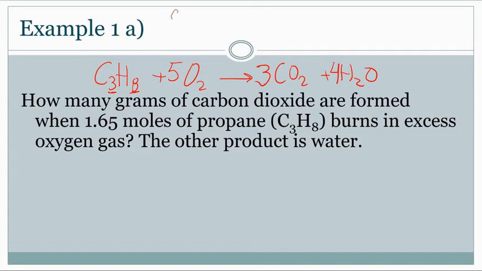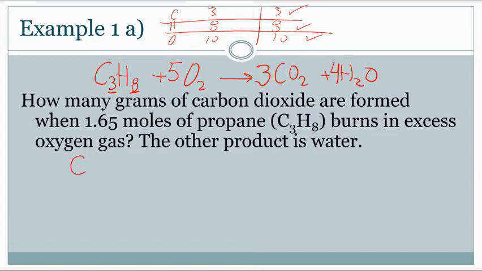So I can just do a real quick check of my carbons, hydrogens, and oxygens on both sides. My carbons, I have 3 on this side, 3 on the product side. My hydrogens, I have 8 on my reactants, 8 on my products. And then my oxygens, I have 10, and then I have 6 plus 4, I have 10. So you just want to make sure that your reaction balances out first.